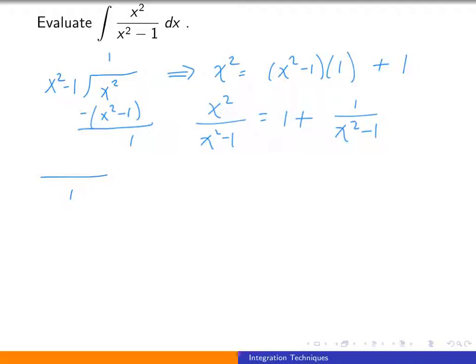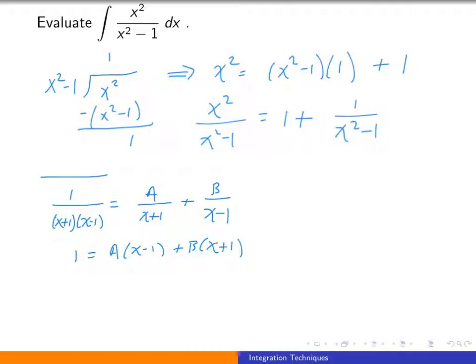So 1 over x squared minus 1, that would be x plus 1 times x minus 1, is going to be equal to a over x plus 1 for the first linear term plus b over x minus 1 for the second linear term. Take the denominator on the left, multiply both sides by it. This will clear fractions.